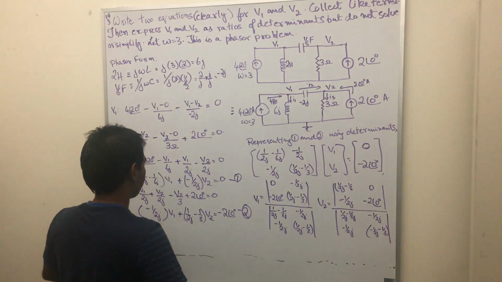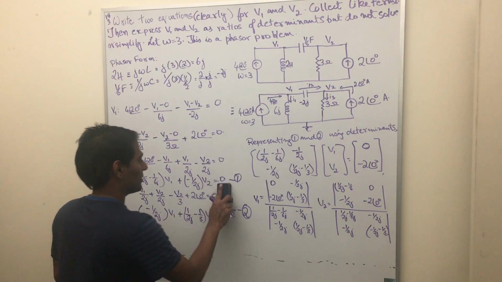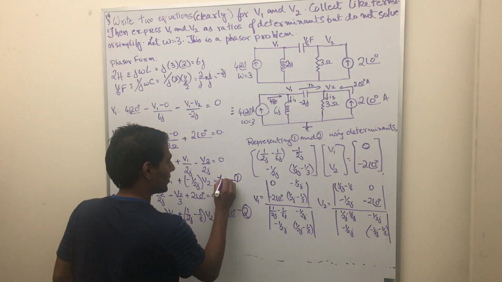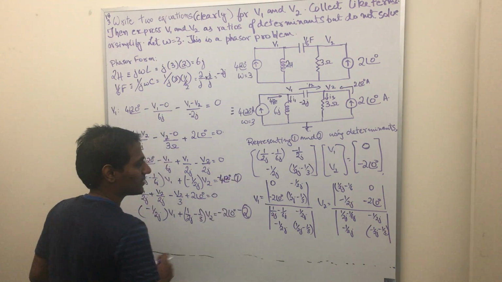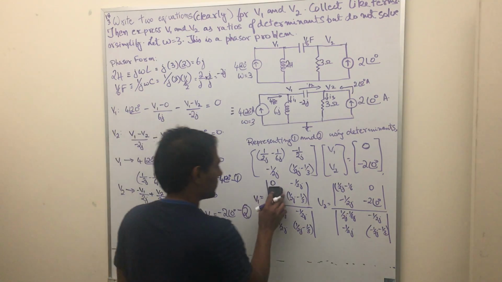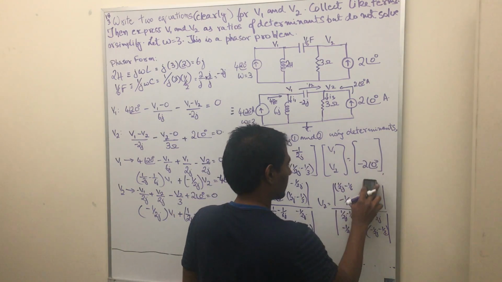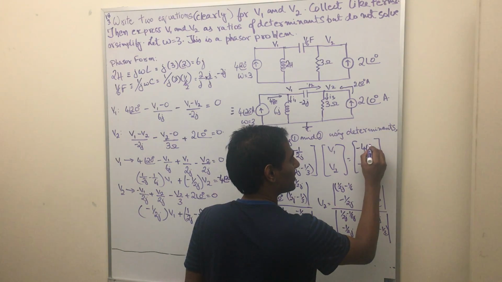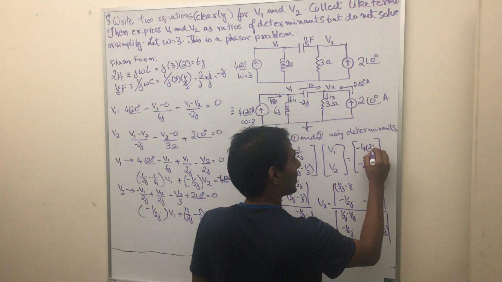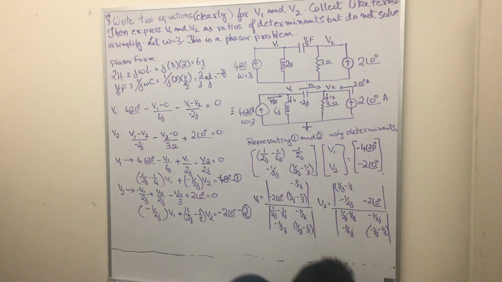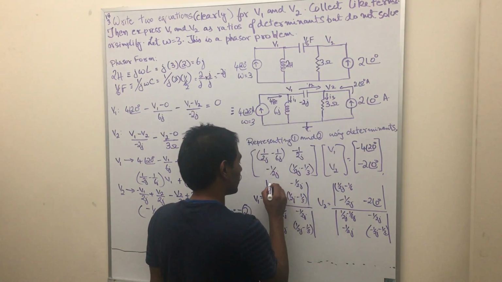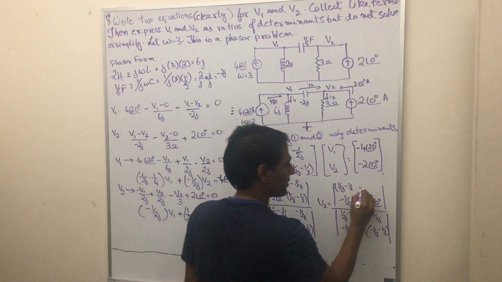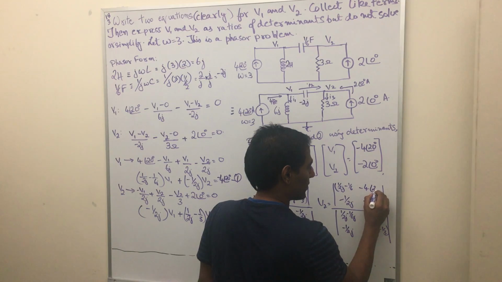Made a mistake. That's not 0, that's minus 4 at an angle 20 degrees, and so this would be minus 4 at an angle 20 degrees.